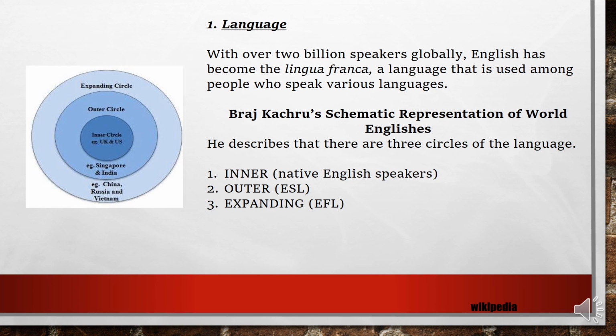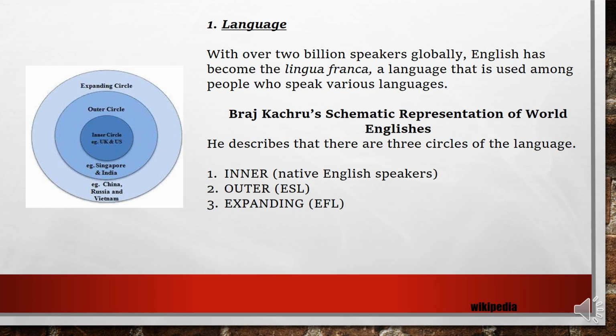So the circle that you can see here is a representation of Kachru's schematic representation of the World Englishes. So when we say World Englishes, that is what we call varieties of English. Okay, he describes that there are three circles of the language. The first one is the inner circle. So when we say inner circle, these are the countries whose first language is English, like the United States, the United Kingdom, Australia, New Zealand, and Canada.